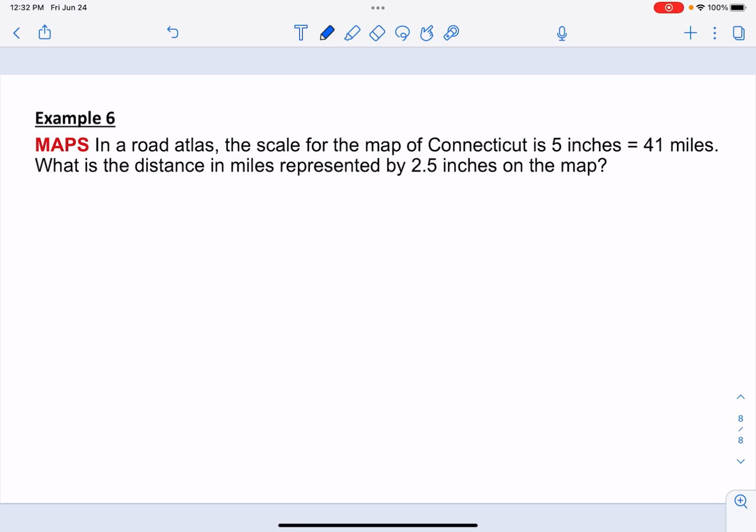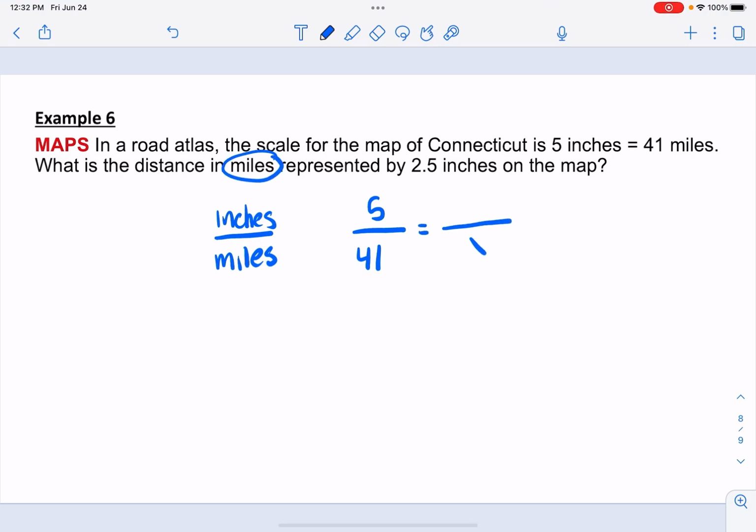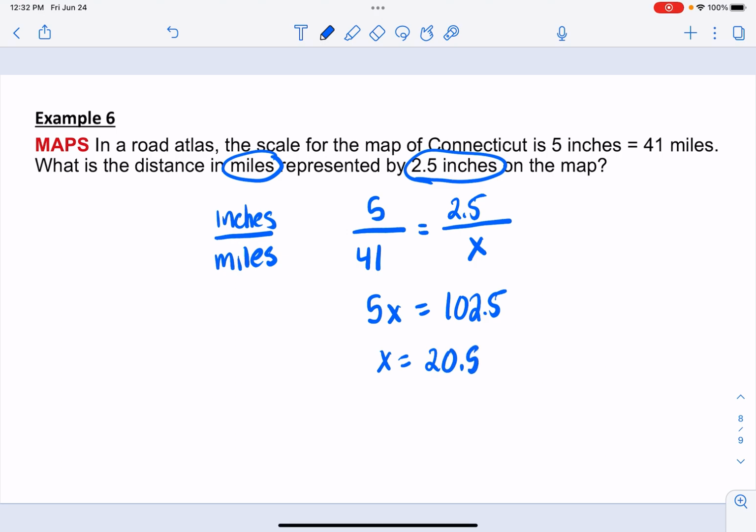So I'm going to write this as inches is to miles. 5 inches, 41 miles. I need to know my miles distance, so miles on the other side is my x, because they give me 2.5 inches. So I have 5x equals 41 times 2.5. Then I divide by 5 and I get 20.5. And make sure you give me units.